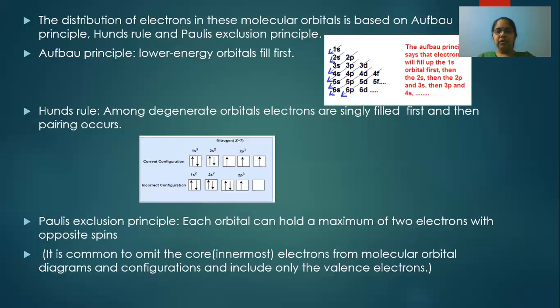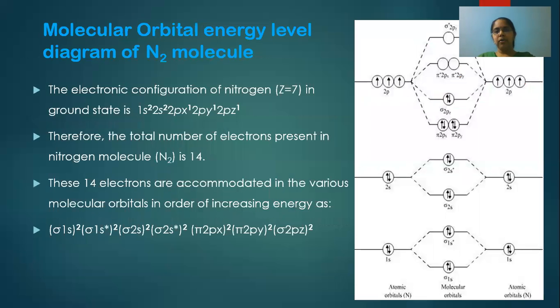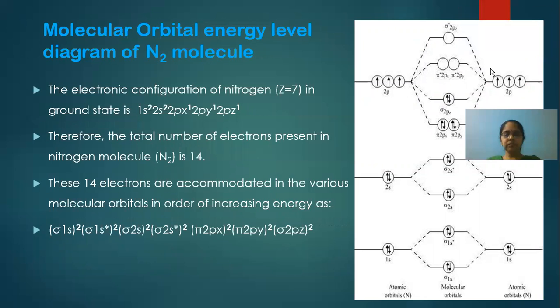So the atomic orbitals are drawn on the left, whereas molecular orbitals are drawn in the center. Now let us see the molecular orbital energy level diagrams for some simple diatomic molecules. The first is nitrogen. Nitrogen has the atomic number of 7, having the configuration 1s2, 2s2, 2p3. That means 2px1, 2py1, and 2pz1.